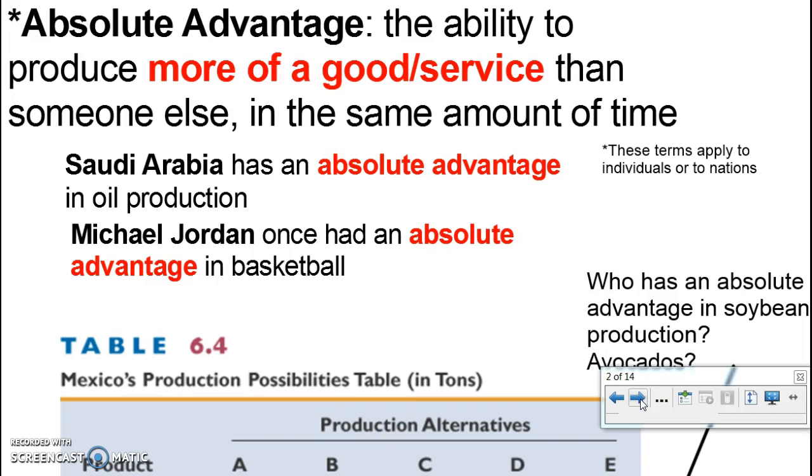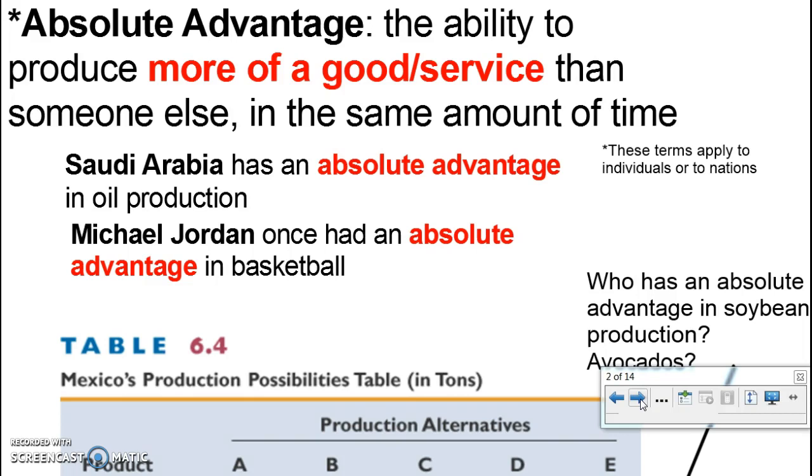So absolute advantage is when you can actually produce more of a good or service than someone else, given the same amount of time. And they often say given the same amount of resources, but of course countries don't have the same amount of resources. So Saudi Arabia has an absolute advantage in oil production, which means they can produce more oil than other countries. Michael Jordan once had an absolute advantage in basketball. He could score more points than other players.